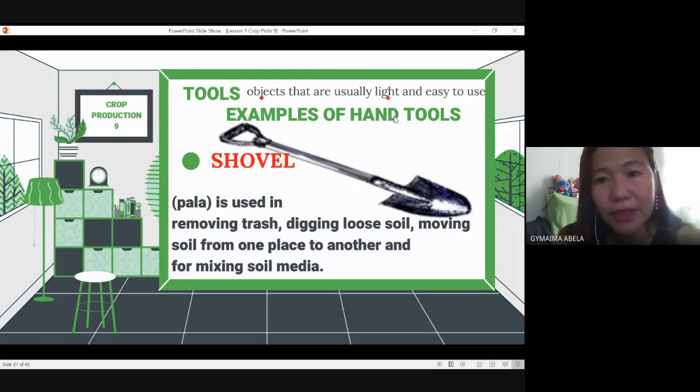Another example is the shovel, or pala. It is used in removing trash, digging loose soil, moving soil from one place to another, and for mixing soil media.